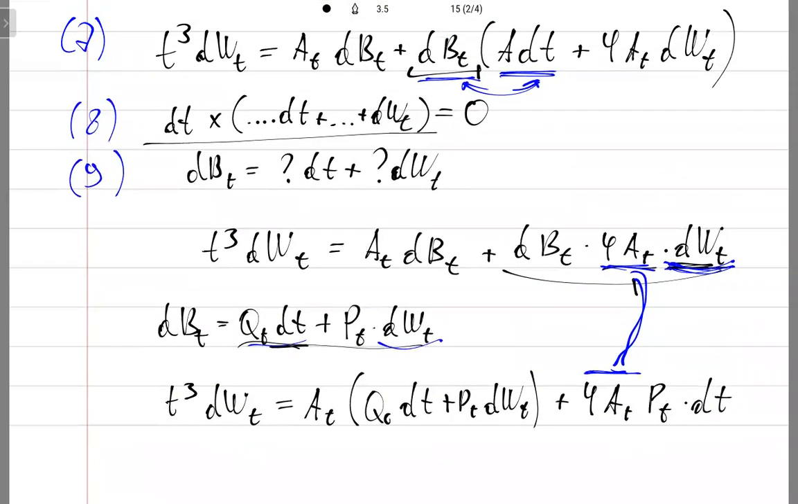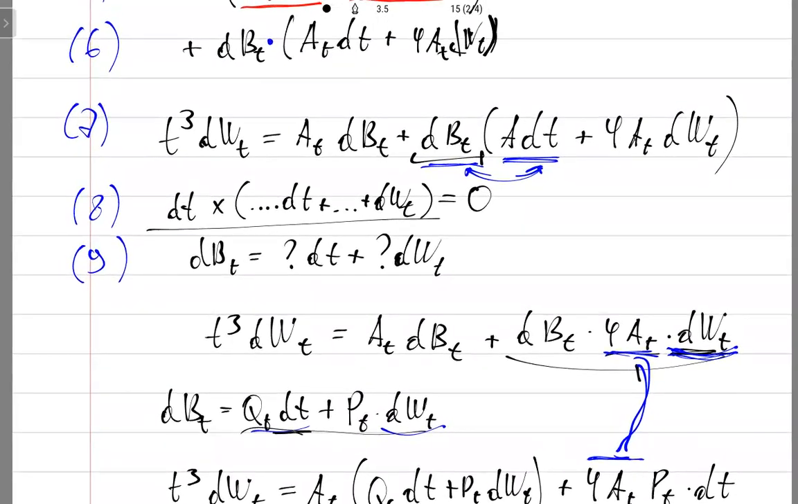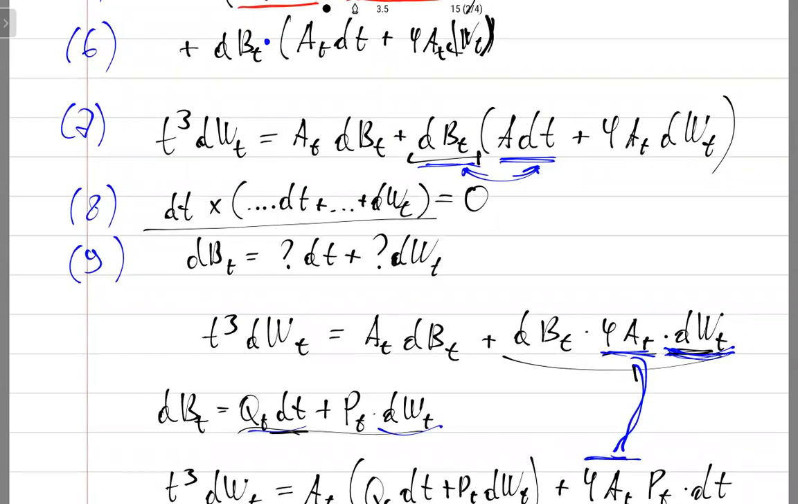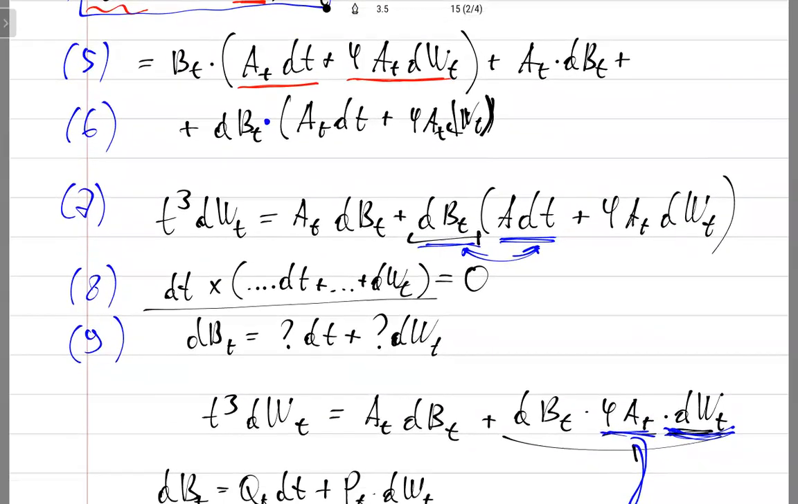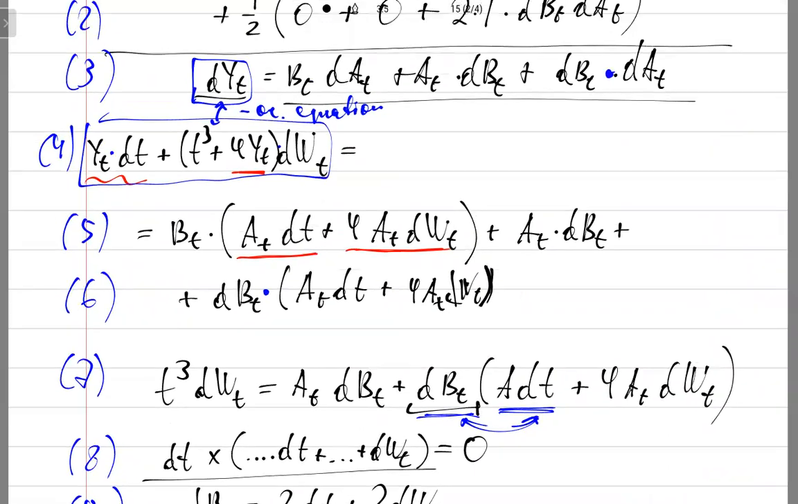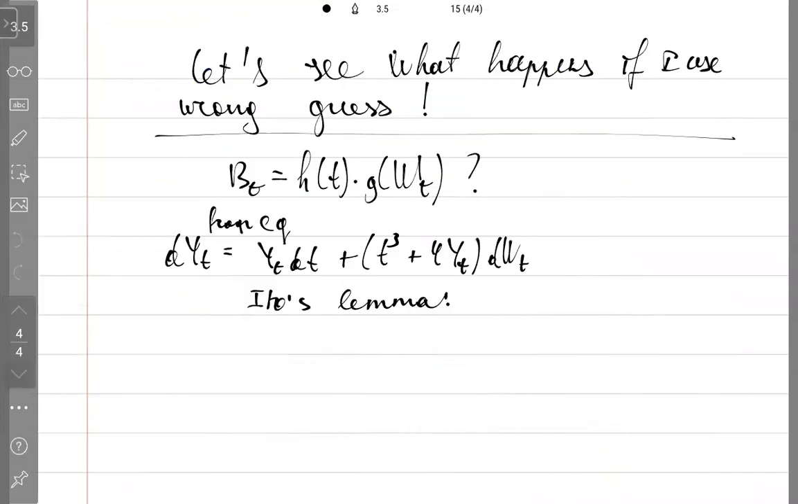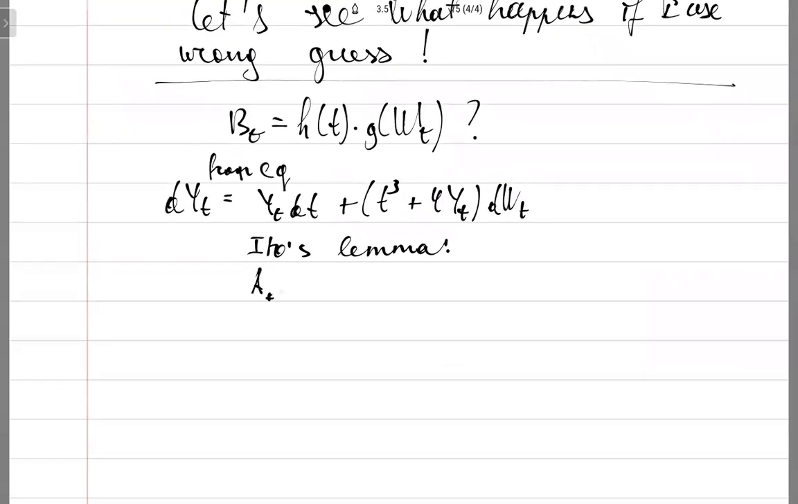Here it is. I think it's here. Yeah, BT, dAT, let's find. From Ito's lemma, it's AT dBT plus BT times dAT plus dBT times dAT. And I think I will just fail to equate these two parts. Let's check.